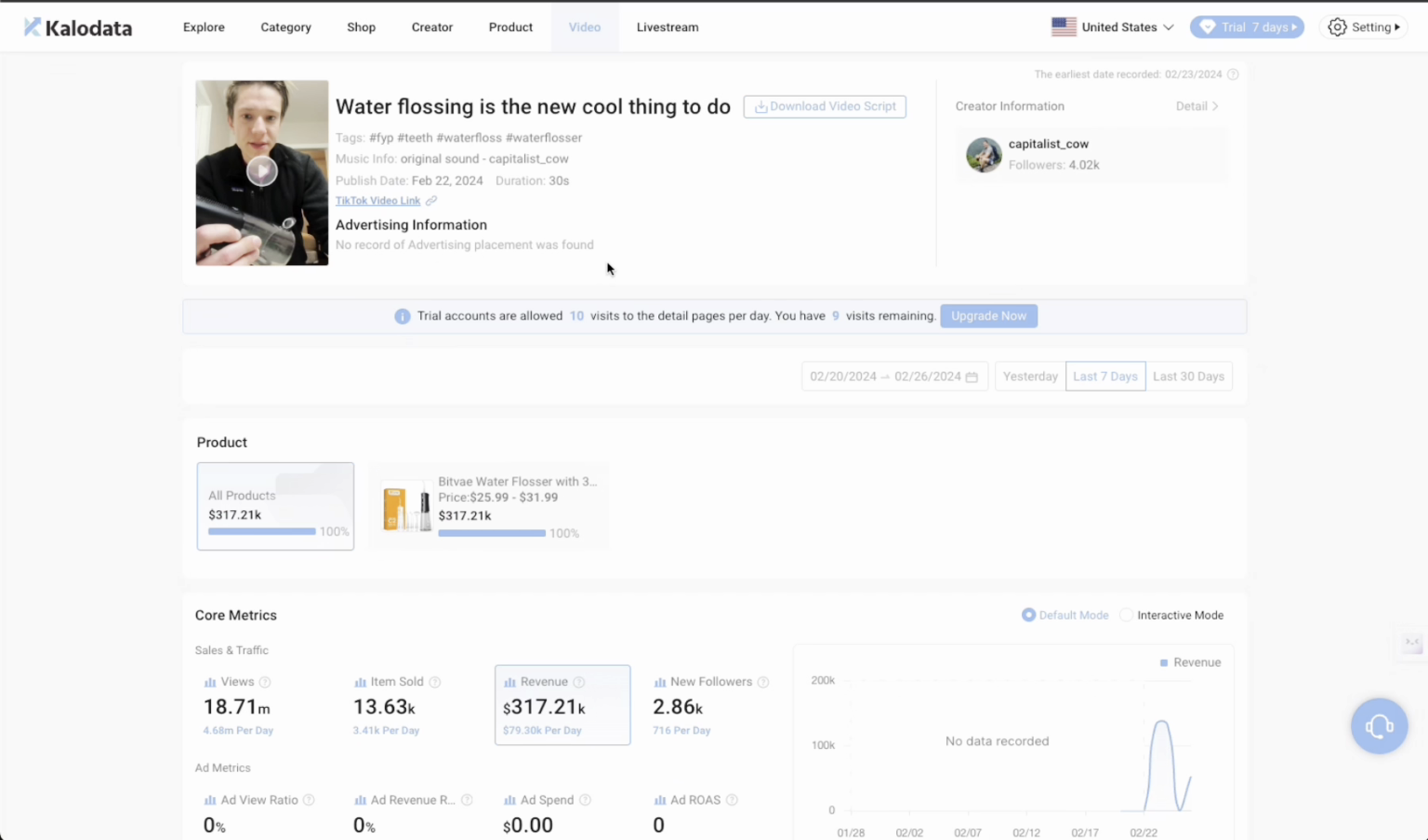So first of all, you're probably wondering, where on earth have I found this information in order to make these big claims? Well, the answer to that is easy. This is a website called Kalo Data, and if you're someone that's starting on TikTok Shop as a TikTok Shop affiliate, it's an absolute goldmine.